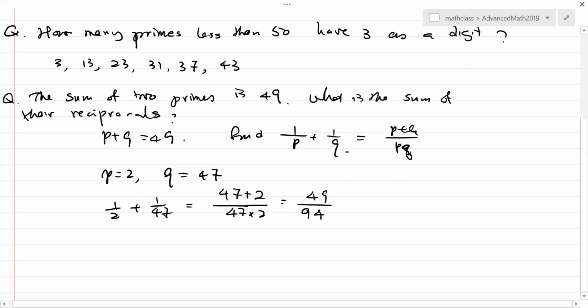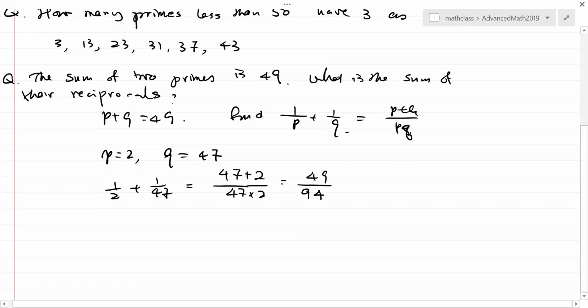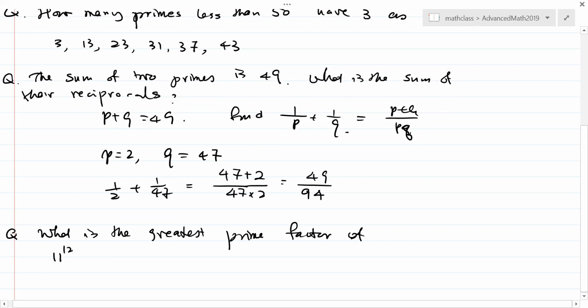Right, so this is prime factorization. The next problem we'll do: what is the greatest prime factor of the following number? 11 to the 126, plus 11 to the 127, plus 11 to the 128.